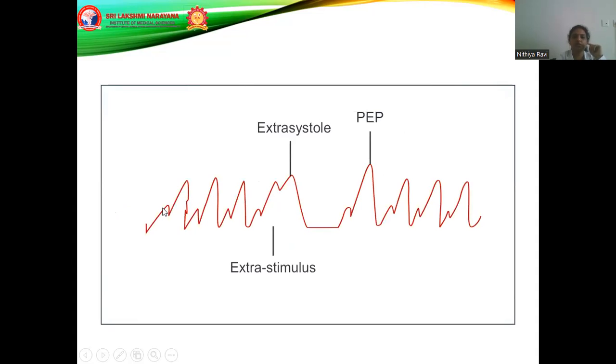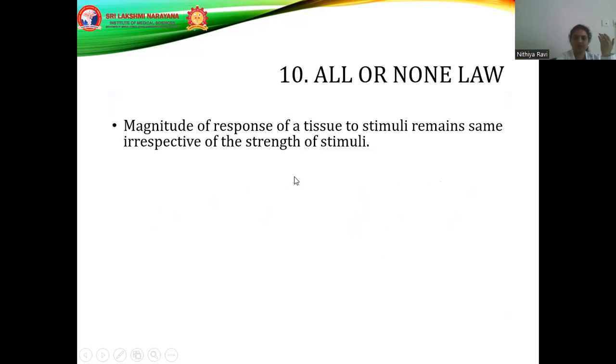So zooming in here, you can see that the first three contractions are the normal contractions where stimulus is given and the response is recorded. During the relative refractory period, when you give an extra stimulus, you can see that there is an extra systole or an extra contraction which is observed. Okay. Following this, there is a pause. This pause is called a compensatory pause. Okay. And this compensatory pause is also followed by a post-extrasystolic potentiation, that is an increase in the potential. Okay.